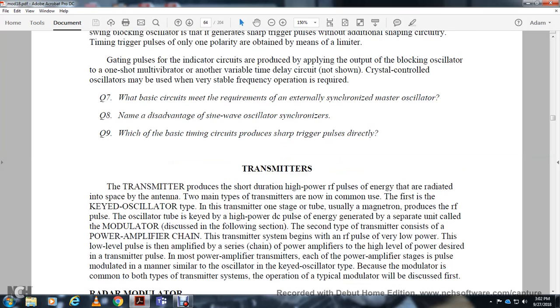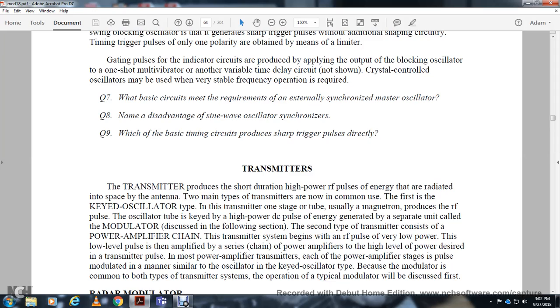Transmitters produce short duration, high power radio frequency pulses, with the energy radiated by the antenna. Two main types of transmitters are known. The most commonly used is the keyed oscillator type transmitter, with one stage, a tube or magnetron, whose plate is keyed with a high power DC pulse to produce the radio frequency pulse. The pulse energy is generated by a separate unit, the modulator, which is covered in the following section.